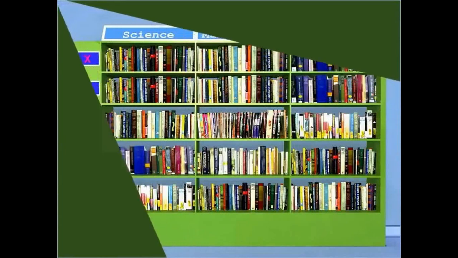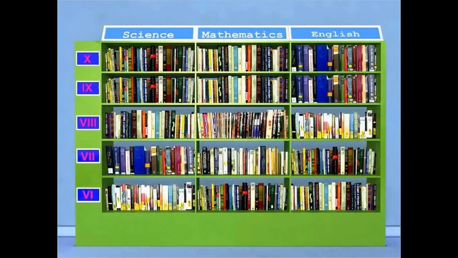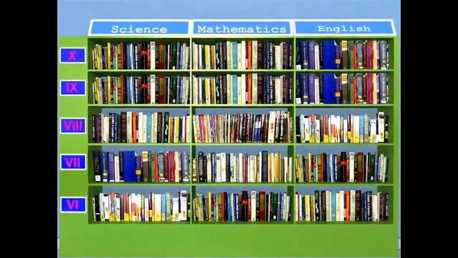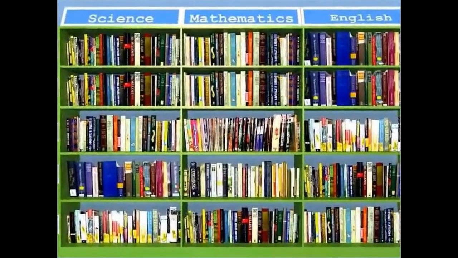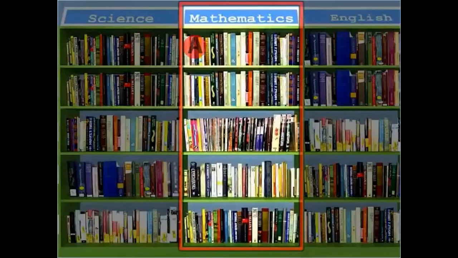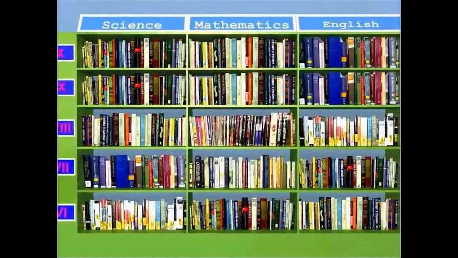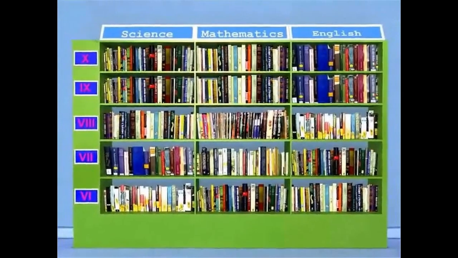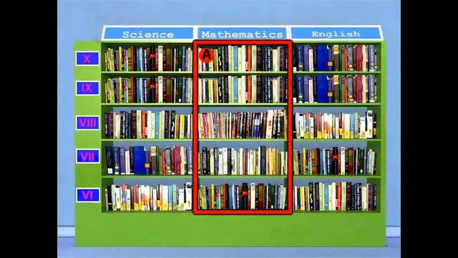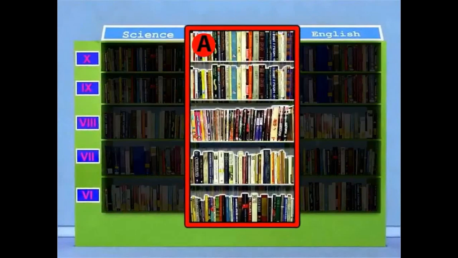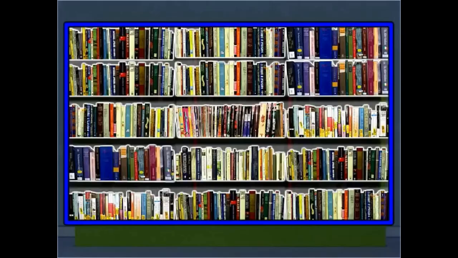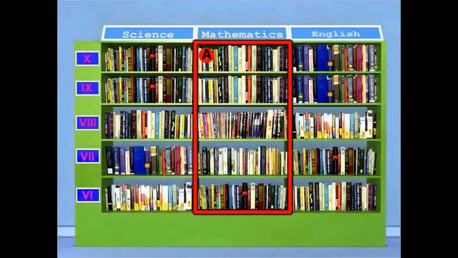Consider a set of all the books in a library and another set A containing all the mathematics books in the same library. How will you show these two sets using a Venn diagram?